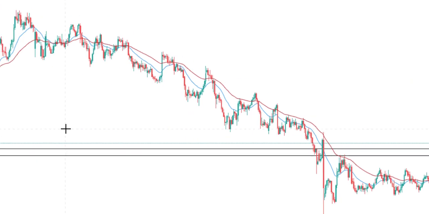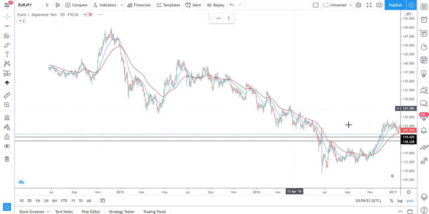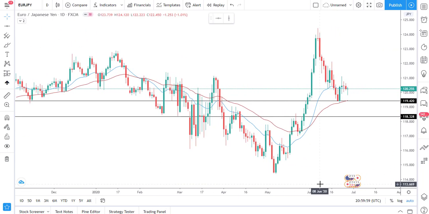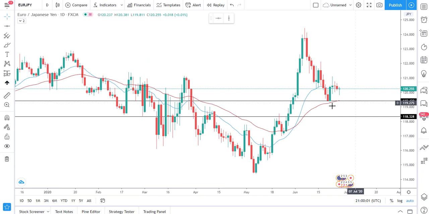So right now we already have 3 to 4 touches. So right now we can say this is a support area. This is a valid support area. Now it has already given a signal already.